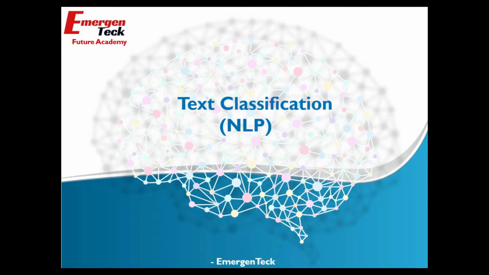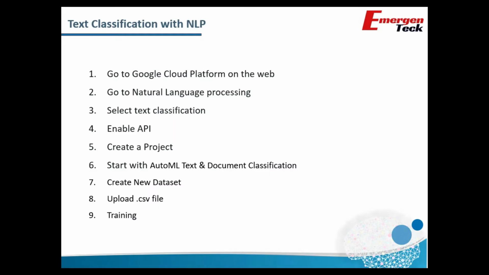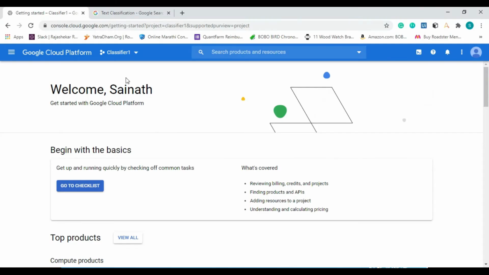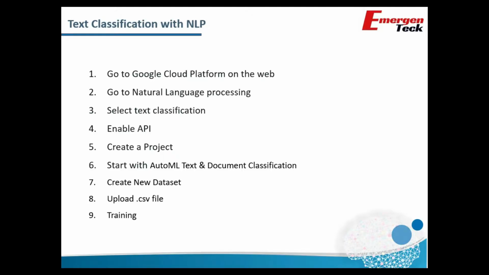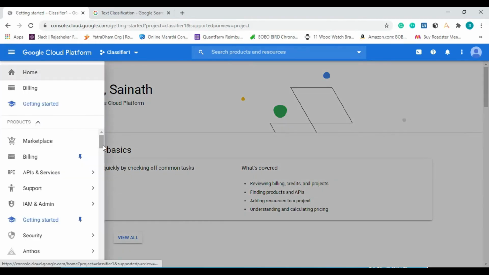So let's start with the process. First, go to the Google Cloud platform. This is our homepage. If you click on the menu, you will get all the options regarding billing, APIs and services, and support. Our next step is to go to natural language processing and select text classification. So click on the menu and scroll down.